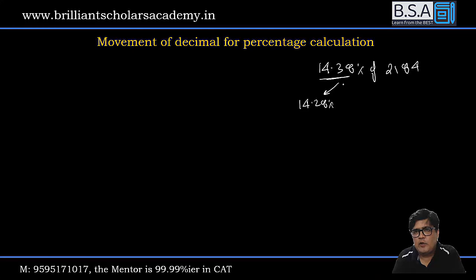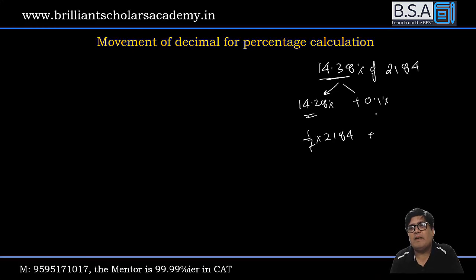14.28% is closer to this. I will need 0.1% more. What is 14.28? 1 by 7. 1 by 7 of this number. What is 0.1%? Putting one decimal here is 10%. Putting it here is 1%. Putting it here is 0.1%. So 2.184. ये हो गया आपका 0.1%, and this is the 14.28%.